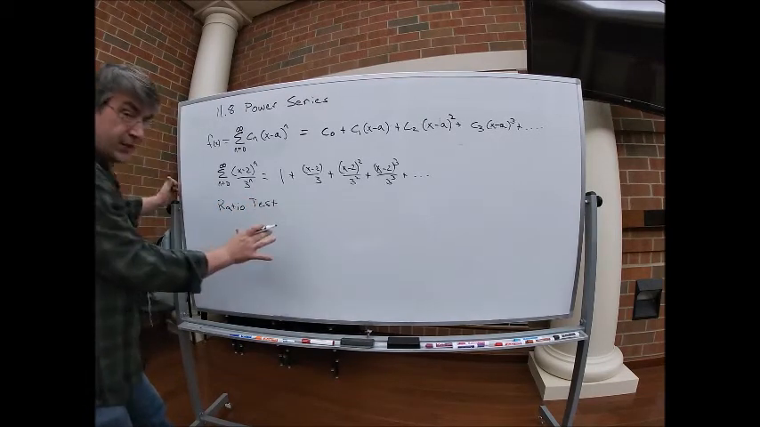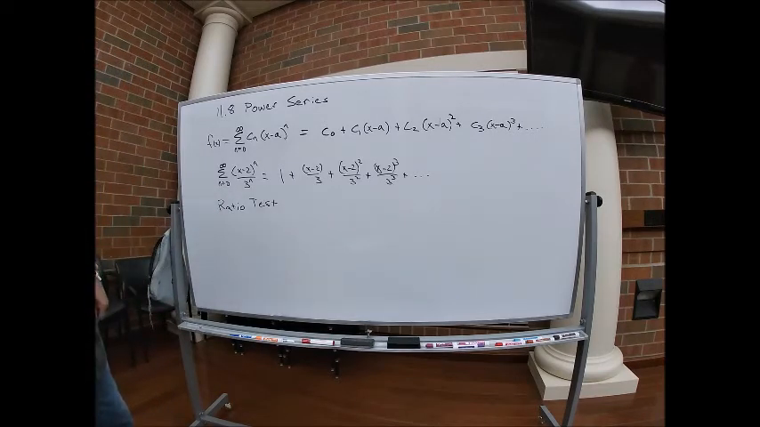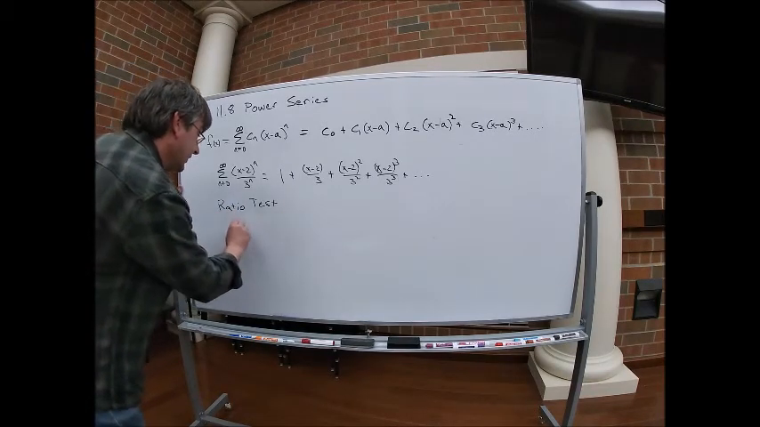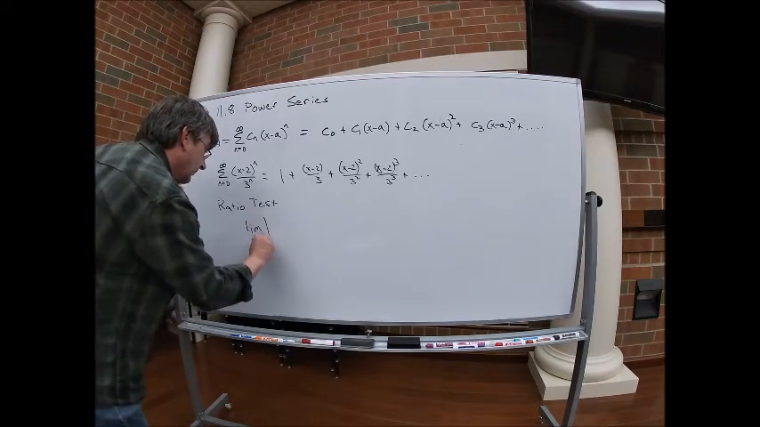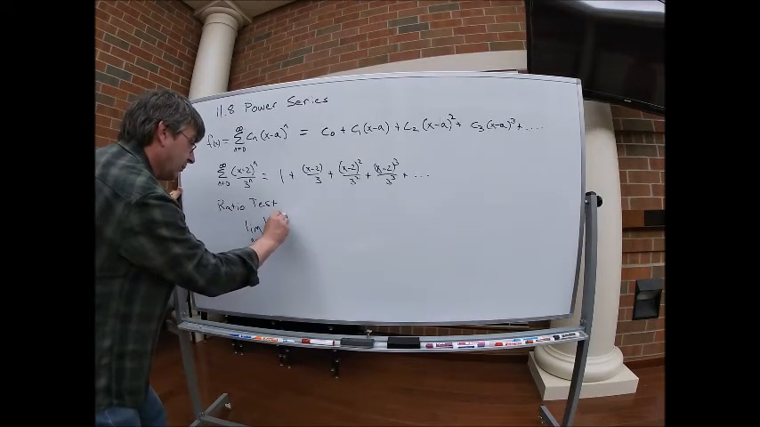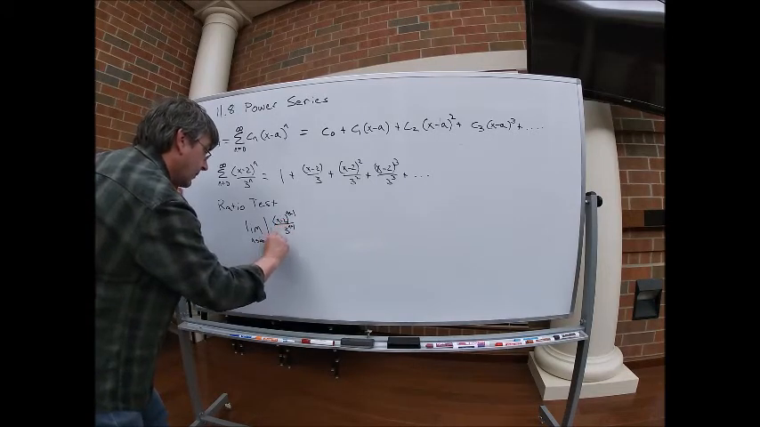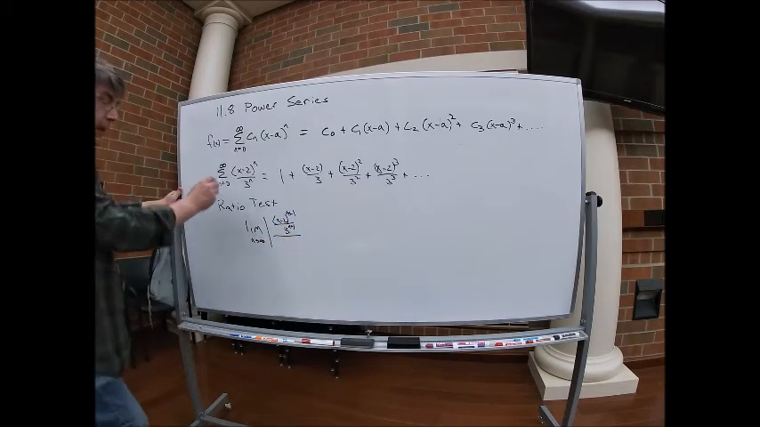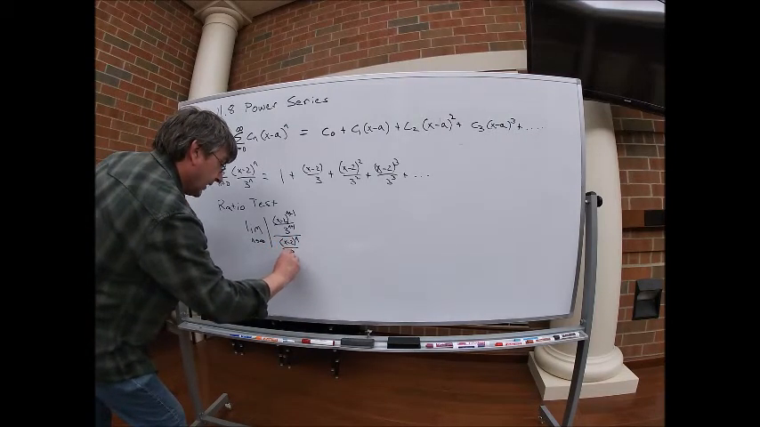I have this board at a slight angle to eliminate some glare, so it's a little bit funny to write on. So I'm going to look at the limit as n goes to infinity of the absolute value of the n plus first term, which would be (x minus 2) to the n plus 1 over 3 to the n plus 1, over the nth term, (x minus 2) to the n over 3 to the n.